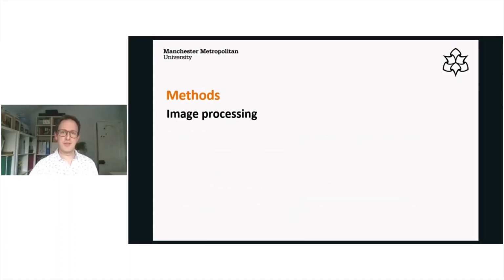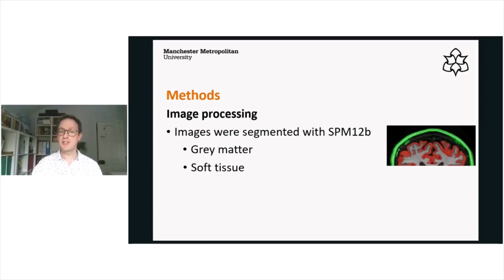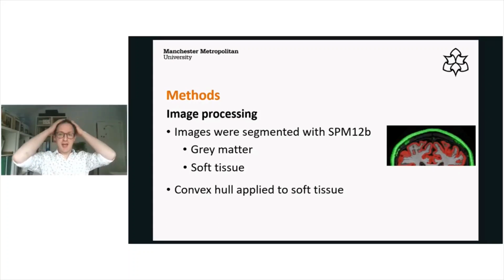Okay, image processing. There are a couple of steps here. Firstly, SPM12B was used to segment the images into the two parts of the image that are of most interest: the grey matter, the place where we assume TMS and tDCS are having their effect, but also the soft tissue. The soft tissue layer in SPM segmentation includes the scalp. To find the scalp surface itself, we can just apply a 3-dimensional convex hull, which fits the minimum frame around the outside of the soft tissue layer. So that's a proxy for the scalp layer.